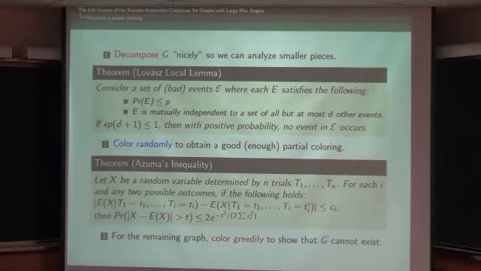And for the remaining graph, we just color it greedily. So the moral of the story is, all we have to do is find a way to color the graph greedily, and then you get a nice result.